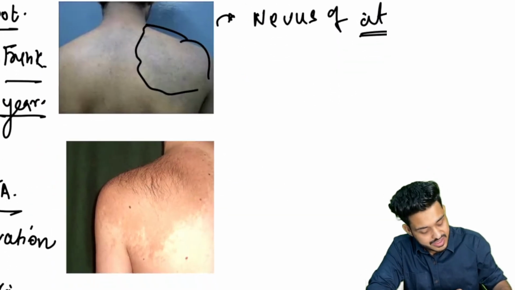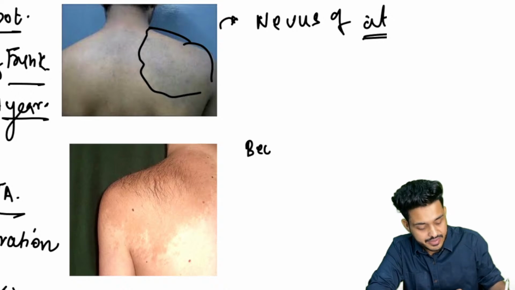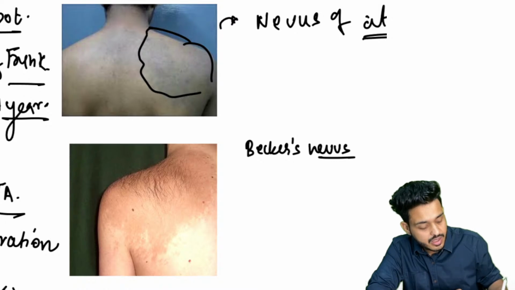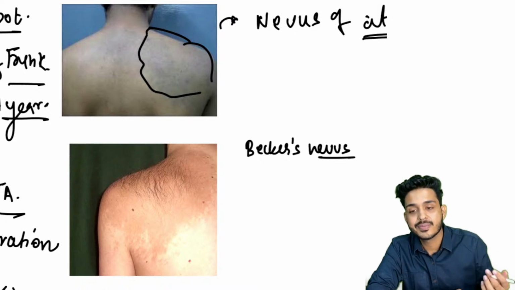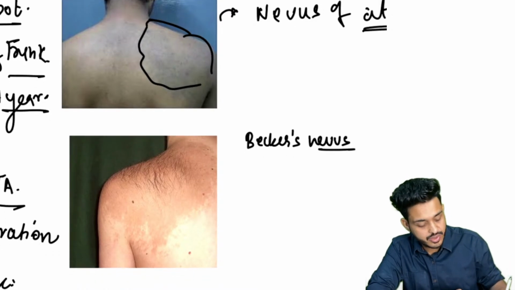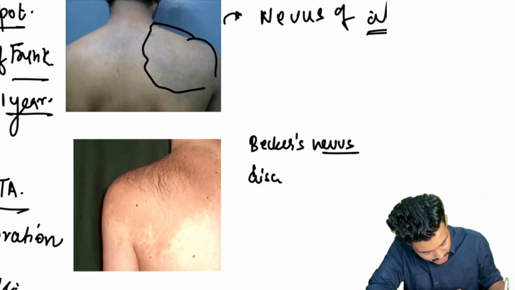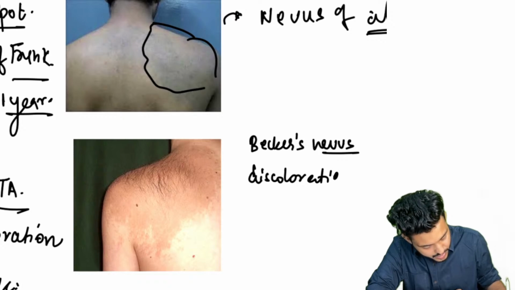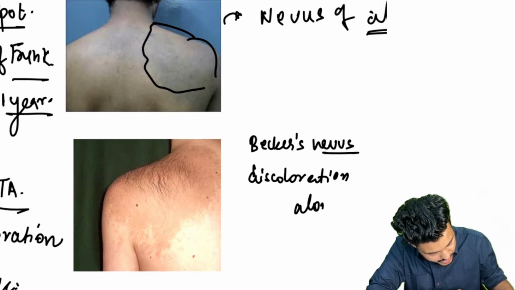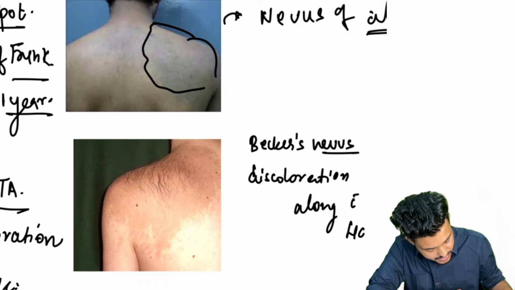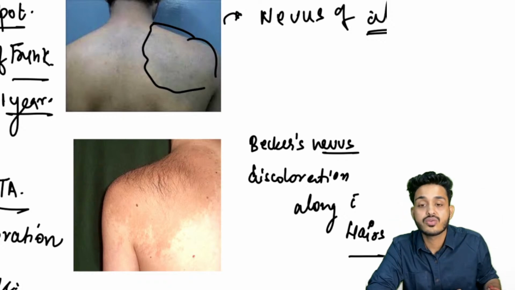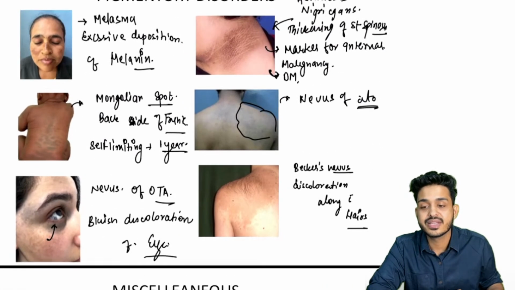Okay, this one is your Baker's nevus. What will happen in Baker's nevus? There will be discoloration and there will be hair growth on that discoloration. Discoloration along with the hairs. That is your Baker's nevus.